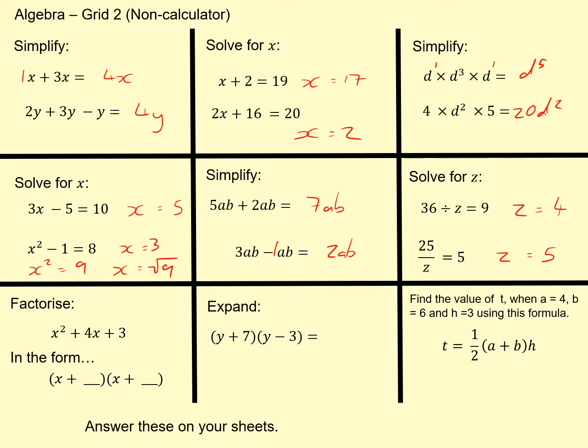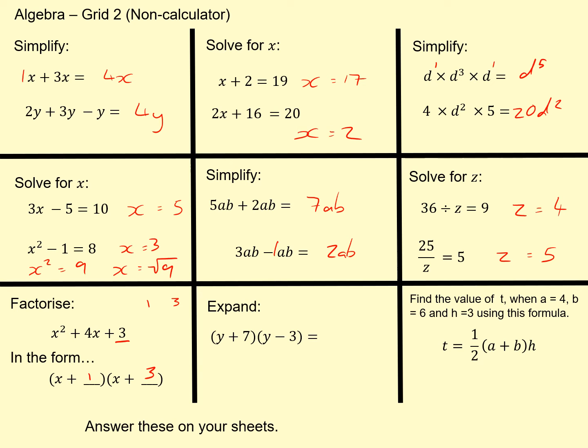We need two numbers that will multiply together to get 3, but in some way add to get the 4. So think of your factors of 3. You've got 1 and 3. It's a prime number, those are the only two factors. Do they add up to get 4? Yes, they do. So those are the numbers we need, 1 and 3.